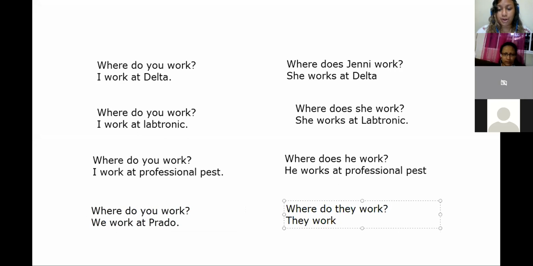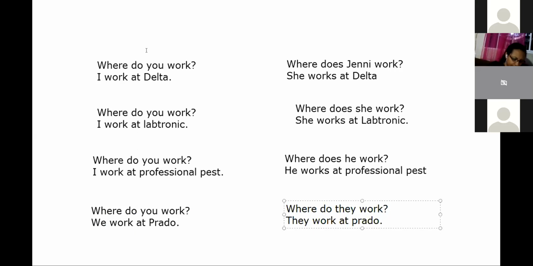They work at Prado. Remember, we only say works when it's he, she, it. All the other subject pronouns, we say work. Are we okay? It's only singular. Exactly. The s is only for he, she, it. He or she or it works. And the other subject pronouns work. You work. Okay, very good.